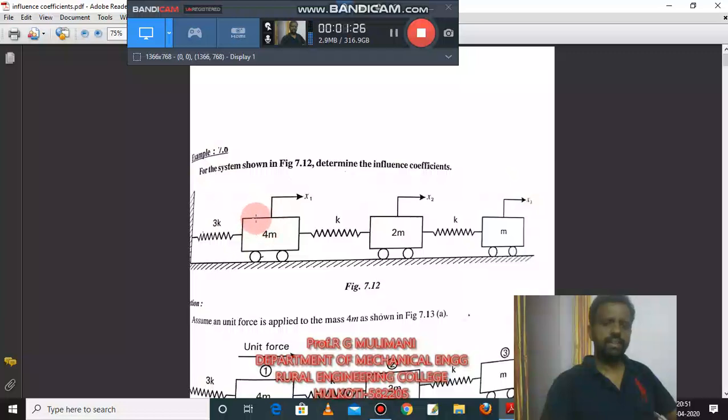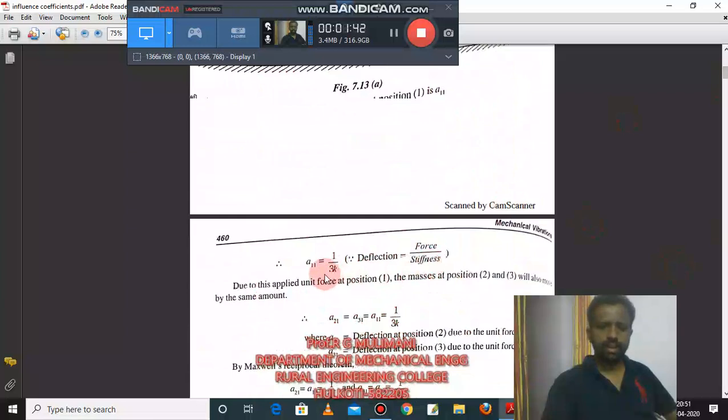What is Aij? Aij means the deflection at the mass i due to the unit force applied at the mass j. For example, if you take A11, the first subscript is 1, the second subscript is also 1. It is the deflection at the mass 1 due to the unit force applied at the mass 1. Similarly, A21 is the deflection at the mass 2 due to the unit force applied at the mass 1. So Aij is equal to the deflection at the ith mass due to unit force applied at the jth mass.